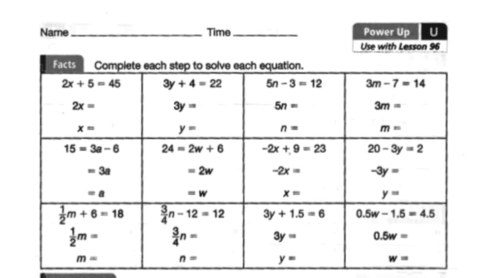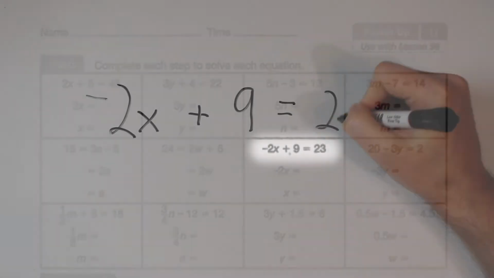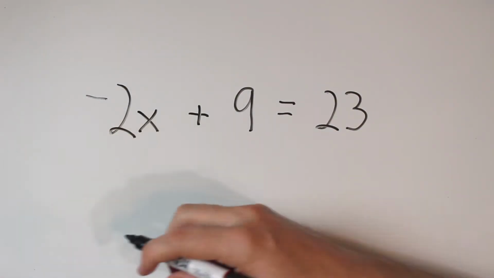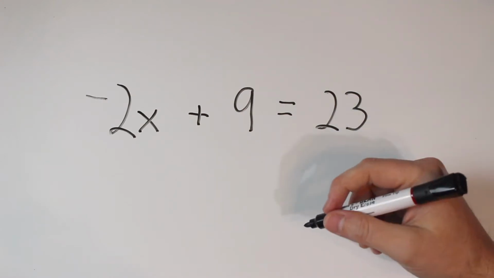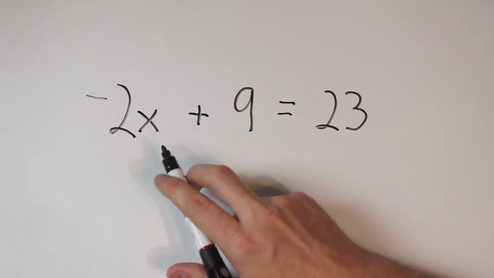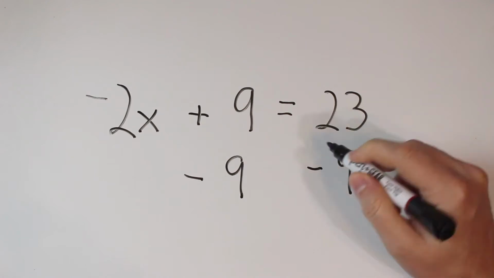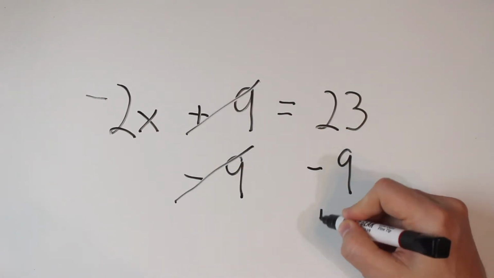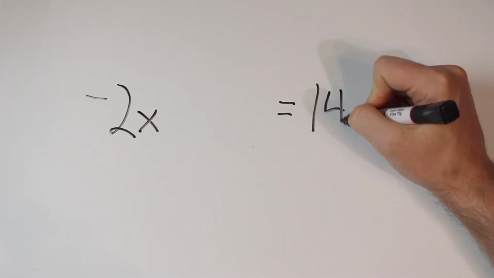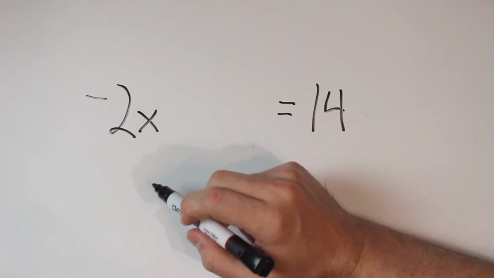Next up, we have negative 2x plus 9 equals 23. The new idea this brings to the table is the negative sign here. But don't let it throw you. Follow the same steps. First, let's undo the addition operation. We subtract 9 from both sides, leaving negative 2x on one side and 14 on the other side. That's part 1. Next, we undo the multiplication operation with division.